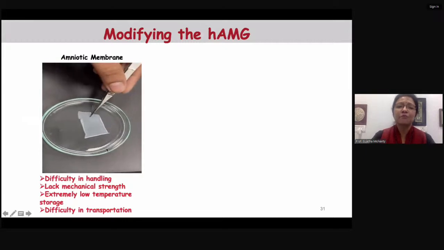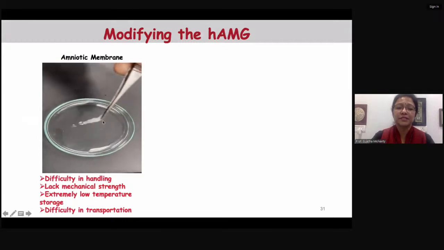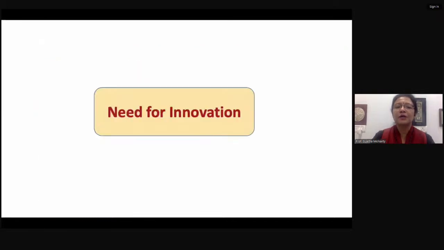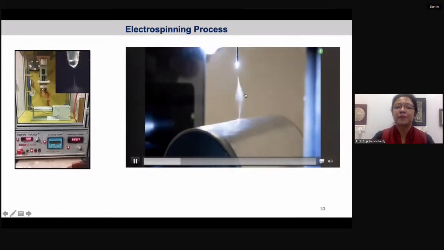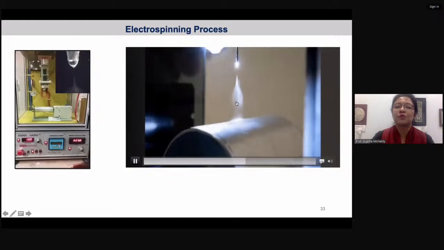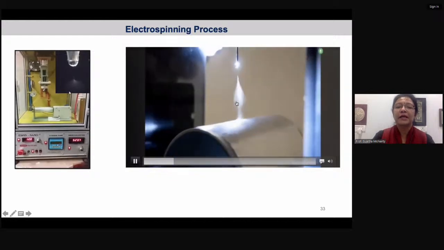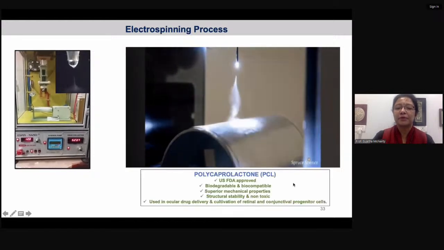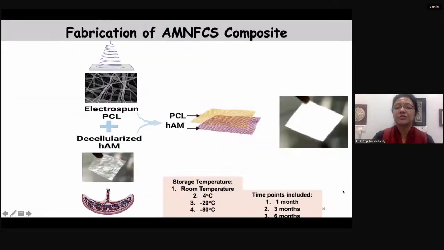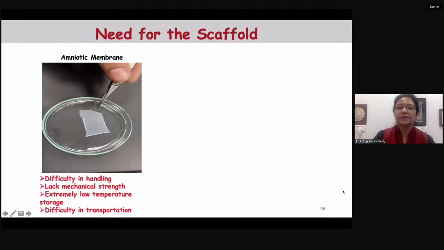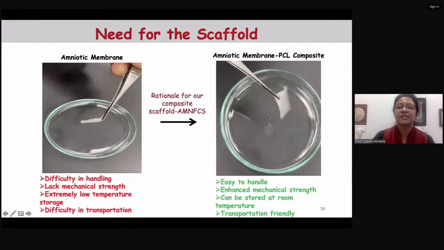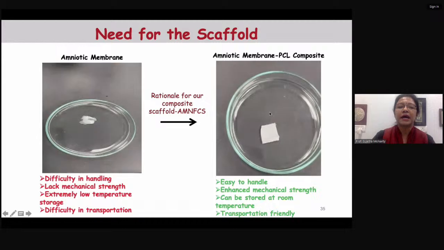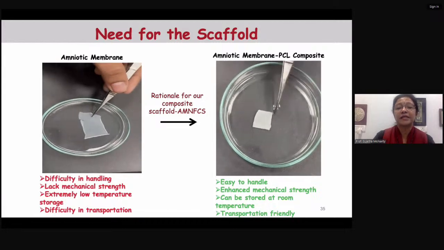Second was modifying the human amniotic membrane. You can see it has shown clumpiness. So we used an innovation in terms of electrospinning, which is spraying some biomaterial over this human amniotic membrane. And now we get a membrane which is very easy to handle. This is the picture of the novel membrane which we have transformed. You can see here it is very easy to pick up, no tearing, and it is easy to spread over the eye and the skin.